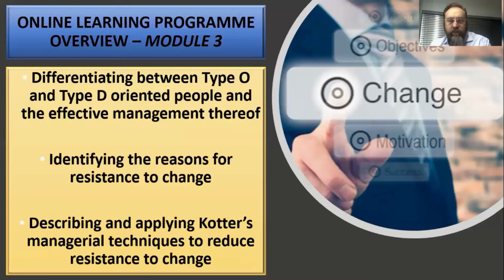I'd like to conclude Module 3 by looking at one of the foremost managerial techniques. It's a model developed by Cotter from Harvard University in terms of managing and breaking down the resistance to change. And we're going to work through each of these 6 techniques and look at how we can apply each of them during the different stages of the change transition cycle.